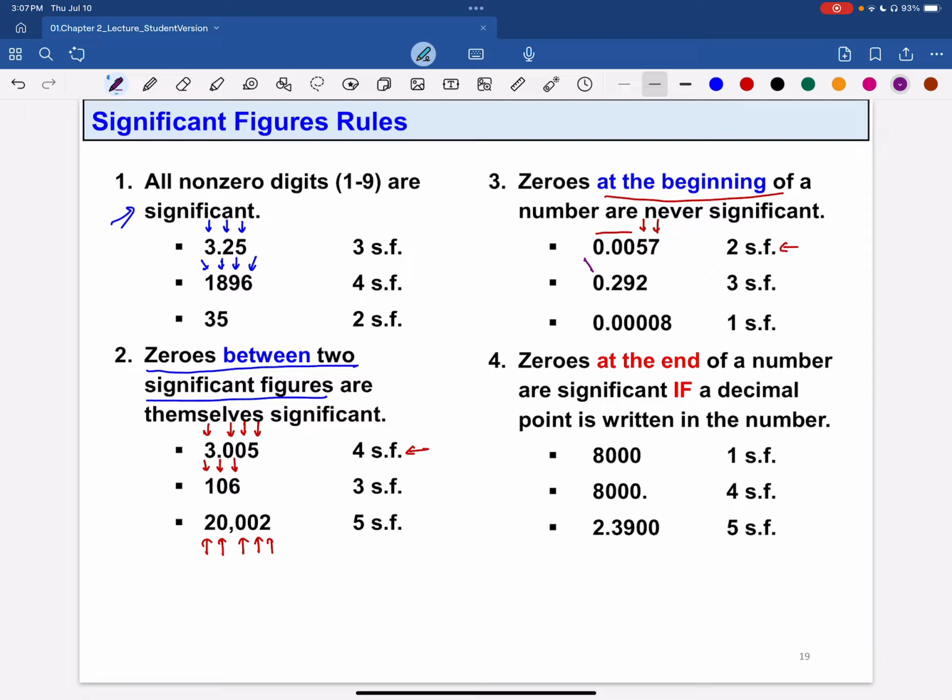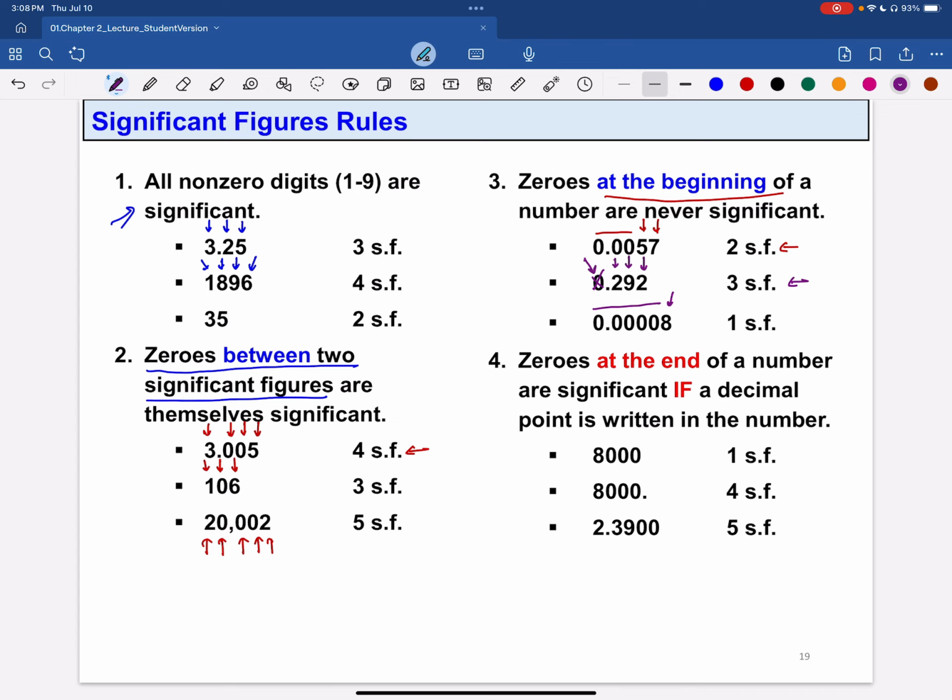0.292. This 0 is not a significant figure. 2, 9, and 2 will be your significant figures, so 3 significant figures. 0.00008. The first zeros are non-significant figures. Only 8 is a significant figure, so 1 significant figure.